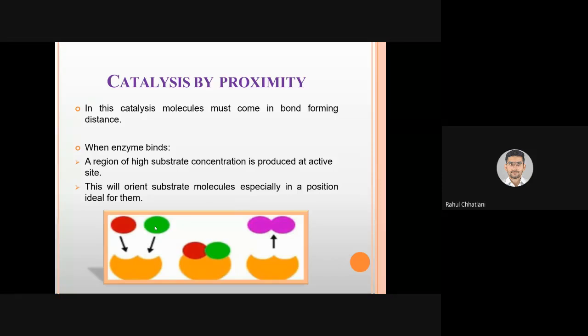So in catalysis by proximity, they will come in contact. They just need a place where they can bind together. So they will bind together on the enzyme. The enzyme has two positions. They are coming here, and because they are in proximity, for that reason they'll form the product. Simple as that. So this will orient the substrate molecules spatially in a position ideal for them to form a product.